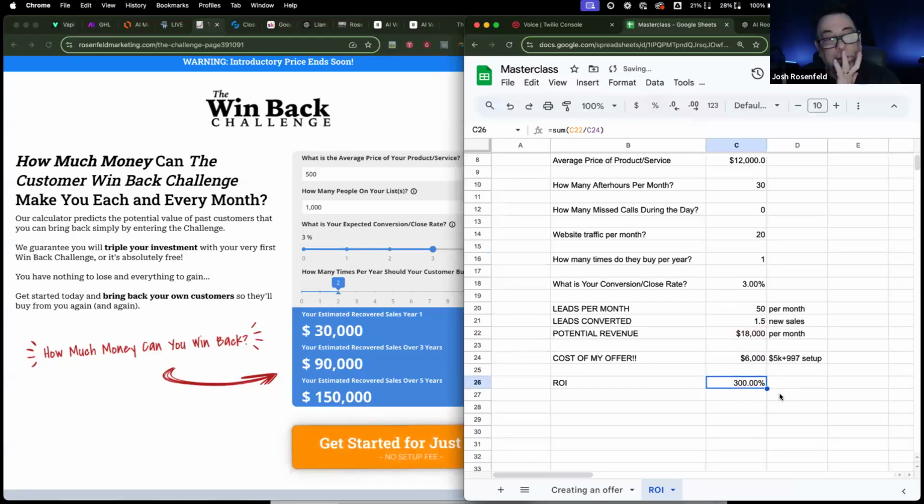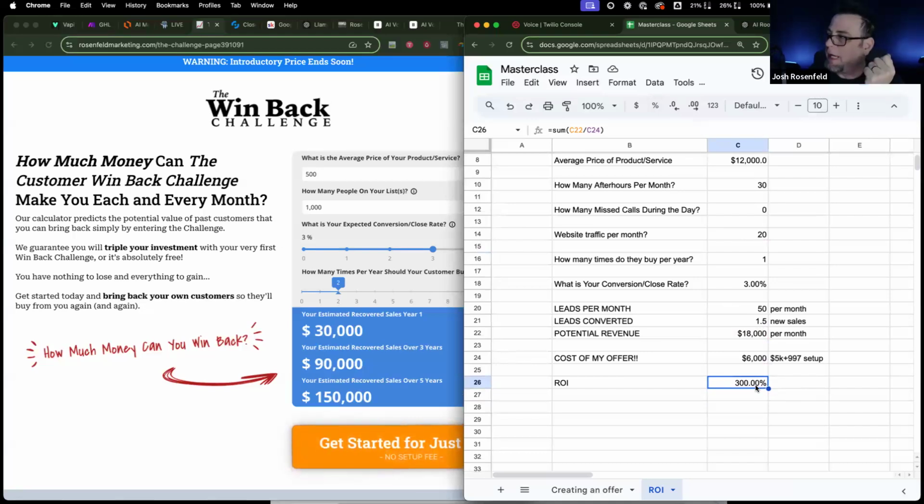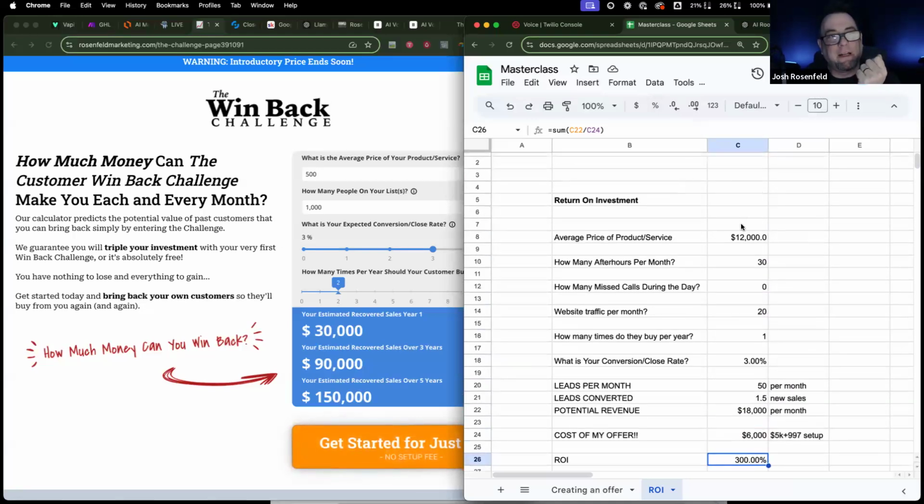So if you could deliver even half of this all day long to your clients, it's printing money. Every dollar they spend with you, you're going to give them $3 back. So even if you fudge these numbers and I don't get that many calls, I get 10 calls, whatever.